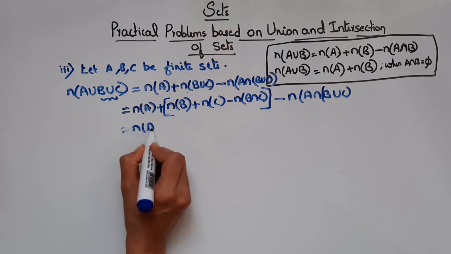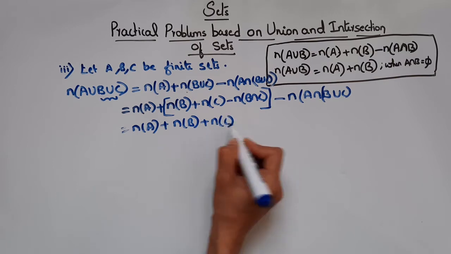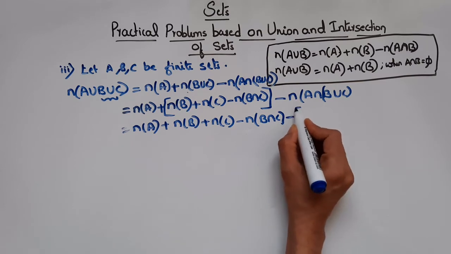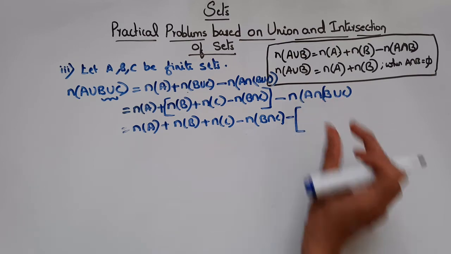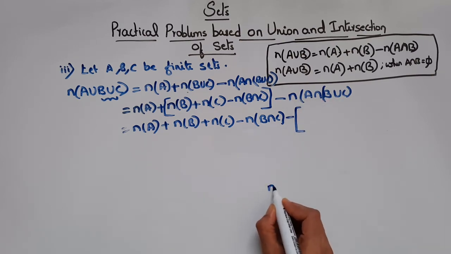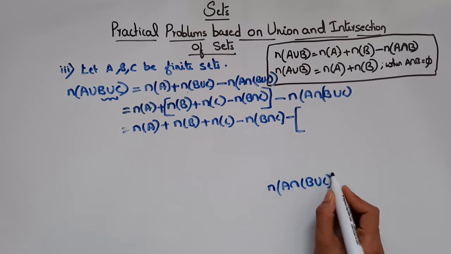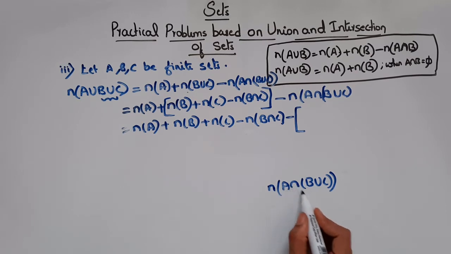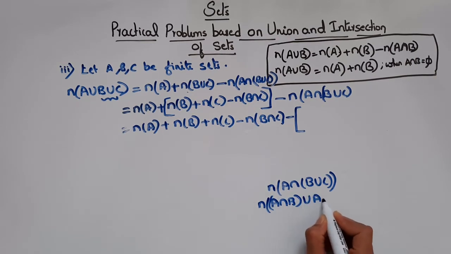We have n of A plus n of B plus n of C minus n of B intersection C minus, now let's see what is n of A intersection B union C. So let us do this separately. Here we have n of A intersection B union C. Now if you apply the distributive law, intersection is distributed over union. So we have n of A intersection B union A intersection C, right?